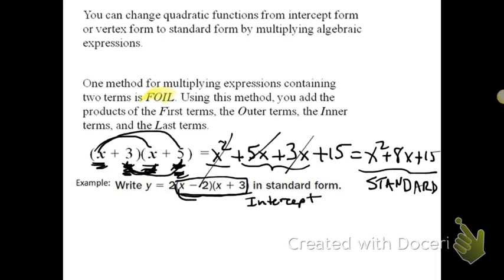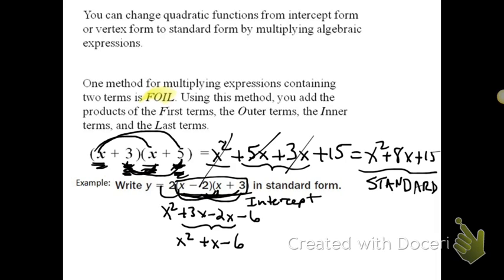If I multiply together the first terms, that's going to be an x times x, that's going to be an x squared. Then I'm going to do an x times positive 3, that's positive 3x. If I do the inner terms, I'm going to have a negative 2 times x, that's negative 2x. And then I'm going to do negative 2 times the positive 3, which is going to be negative 6. If I combine the like terms, I'm going to end up with an x squared plus 1x minus 6.